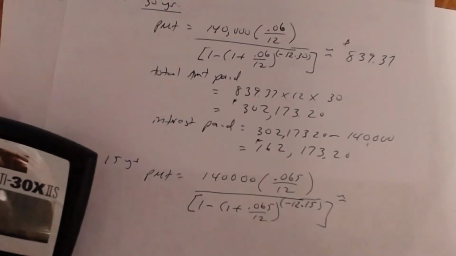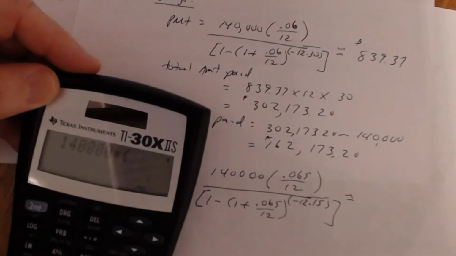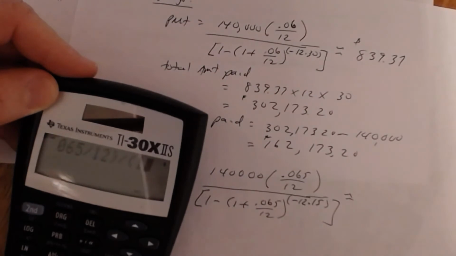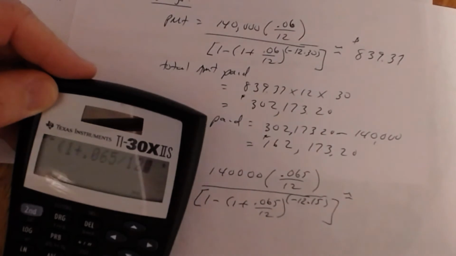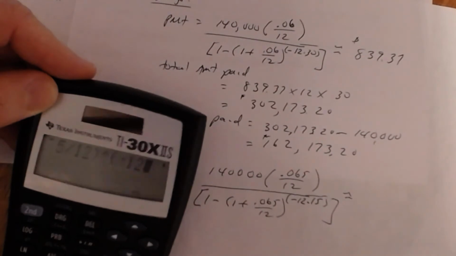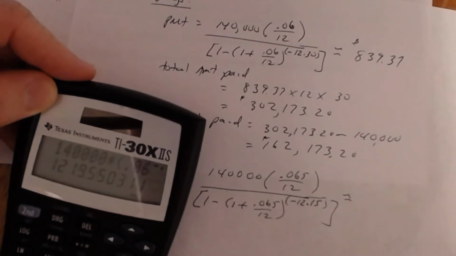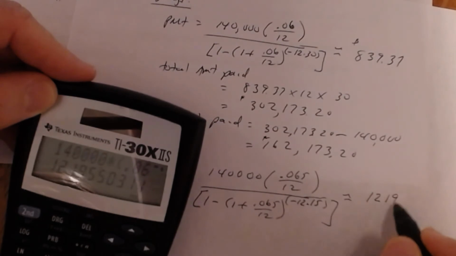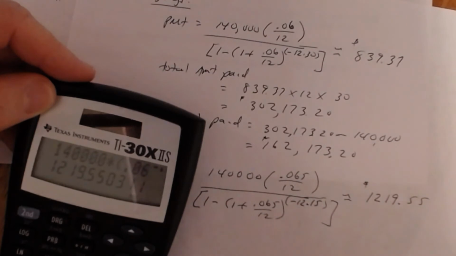So that's going to equal $140,000 times, in parentheses, 0.065 divided by 12, close the parentheses, divide by, parentheses 1 minus, parentheses 1 plus, 0.065 divided by 12, close the parentheses, all that's being raised to the parentheses negative 12 times 15, close the parentheses, close the denominator, press equal, so that's $1,219.55. So that's how much you pay per month.